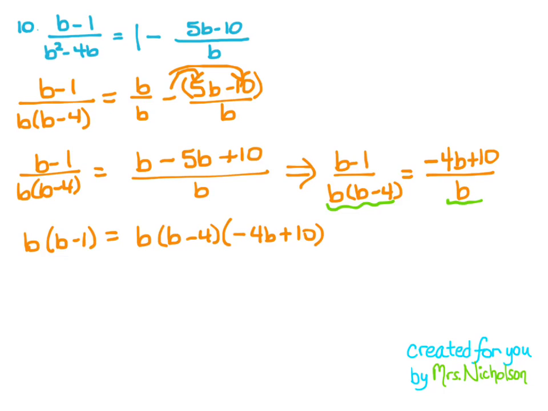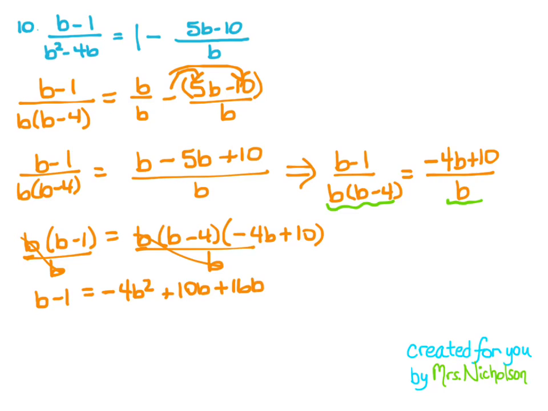So now if you notice, on both sides of the equal sign, I have a factor of b. So I'm going to divide both sides by b and cancel that out. And I'm left with b minus 1 on this side. On the right side, I need to multiply this out. So b times negative 4b would be negative 4b squared. B times 10 plus 10b. Negative 4 times negative 4b would be plus 16b. And negative 4 times 10 minus 40.